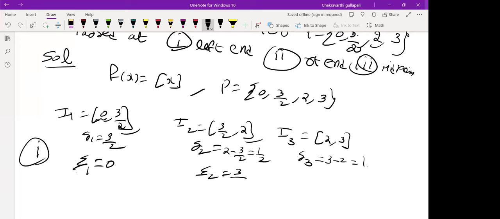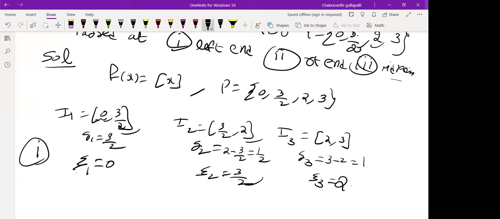Tagged at left hand, xi2 is 3 by 2 which is 1.5, and xi3 is 2. If it is tagged at right hand, then xi1 will be 1, xi2 will be 3 by 2, and xi3 will be 2 or 3, taking the right end of each interval.